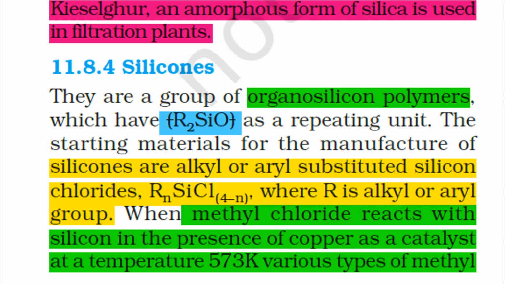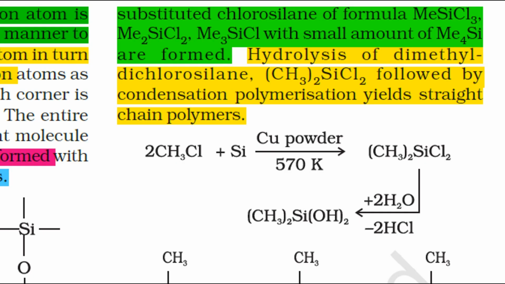When methyl chloride reacts with silicon in the presence of copper as a catalyst at temperature 573 Kelvin, various types of methyl substituted chlorosilanes of formula MeSiCl3, Me2SiCl2, Me3SiCl with a small amount of Me4Si are formed. Here Me means methyl, Si means silicon, and Cl means chlorine. Hydrolysis of dimethyldichlorosilane, that is (CH3)2SiCl2, followed by condensation polymerization yields a straight chain polymer.